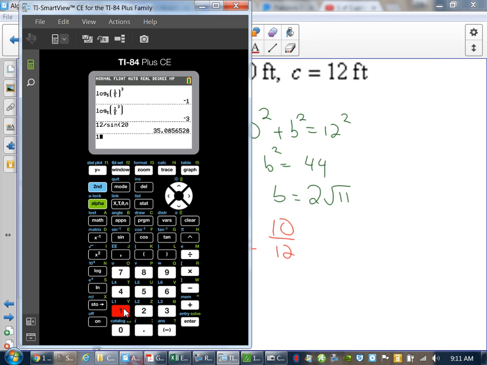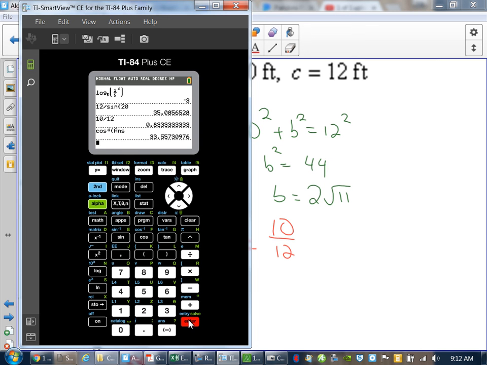We do 10 over 12 and hit enter. You get some funky decimal, which means that the cosine of some angle equals that funky decimal. Here's what you do: second cosine of your answer. Use the answer button as much as possible. It will make your lives so much easier because you're not trying to round things off. You're not going to get any rounding error or anything like that. Use the answer button and hit enter.